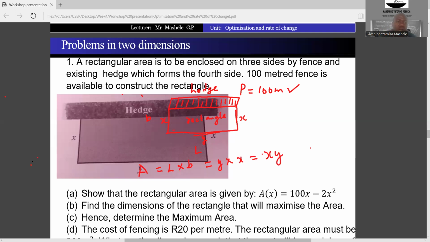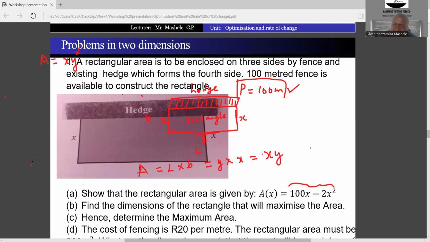So you look at our area. The area is in terms of both x and y. But according to our question, they say we must show that the area is 100x minus 2x squared. You see that it is in terms of x only. It's not in terms of y. So it means we're going to go back to our experience. To determine the area of this, we need to replace this y. We need to write y in terms of x. And the best way to do that is to use that information provided.